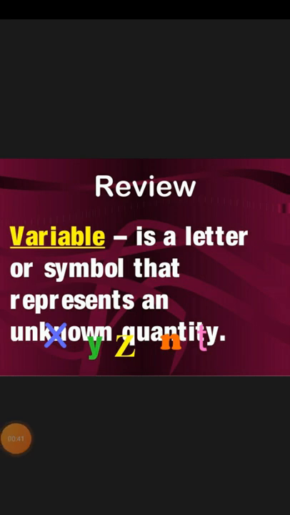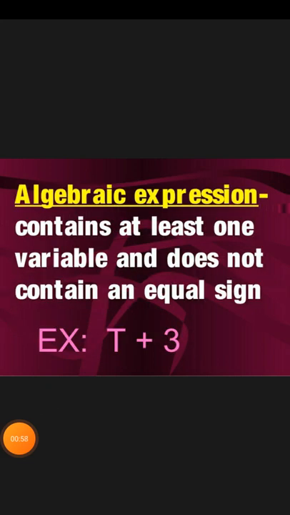Algebraic expression has its own terms. Let's talk about the first one, that is variable, in which we use a symbol, a letter, to determine an unknown quantity, for example x, y, z. Second term is algebraic expression, in which it contains at least one variable with the numeral value.